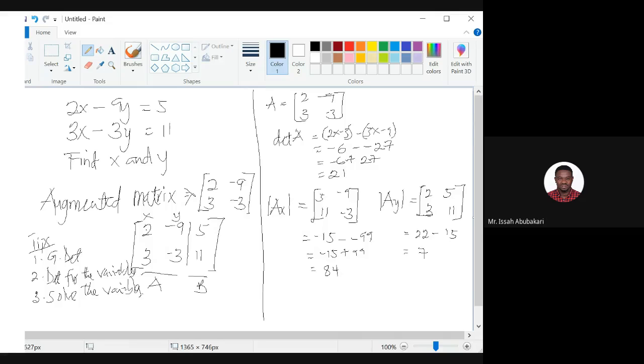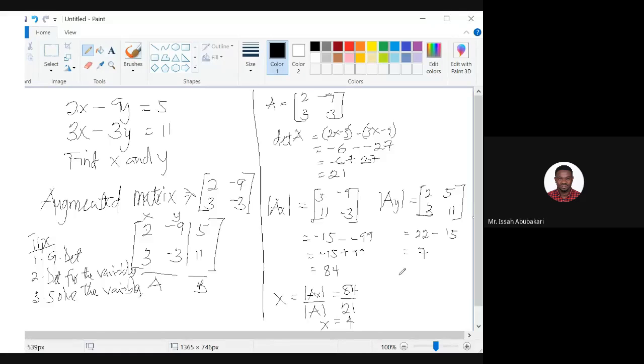So now we have 3 determinants: the general determinant and the determinant for each variable. That's what the tip says. The first tip says find the general determinant. The second tip says find the determinant for all the variables, and then we solve for the variables. So now x should be equal to the determinant of Ax divided by the general determinant of A. So the determinant of Ax is 84 divided by the determinant of the matrix, which is 21. And that one will give us 4. So x is equal to 4.